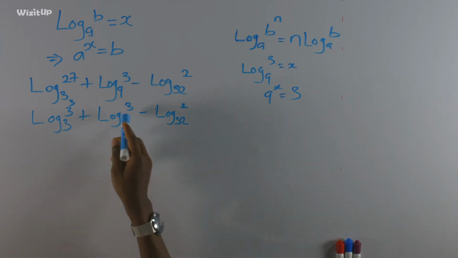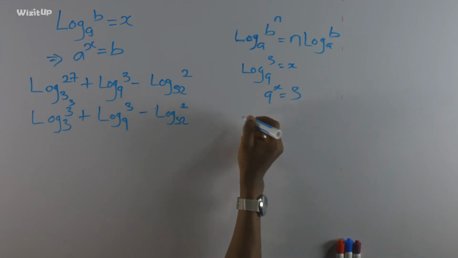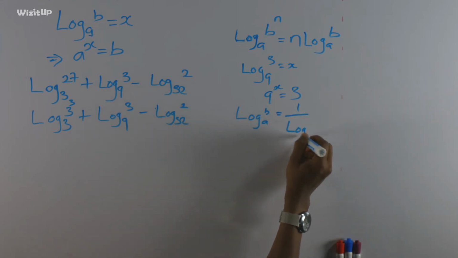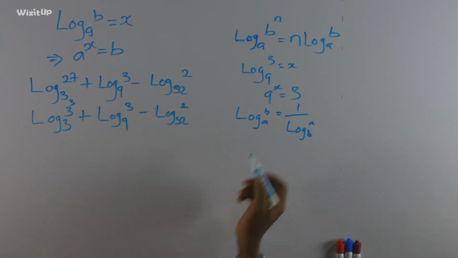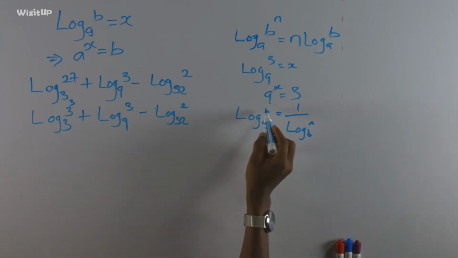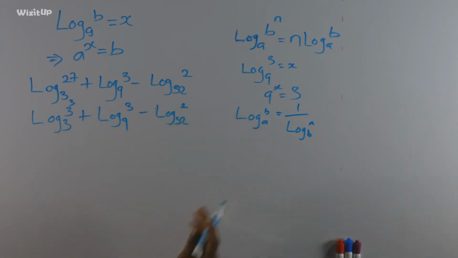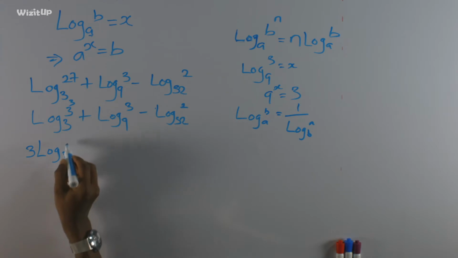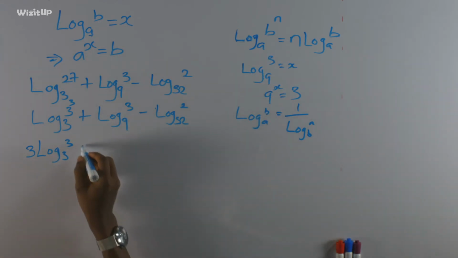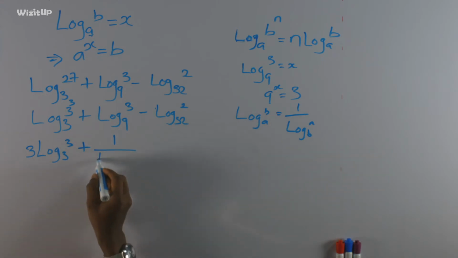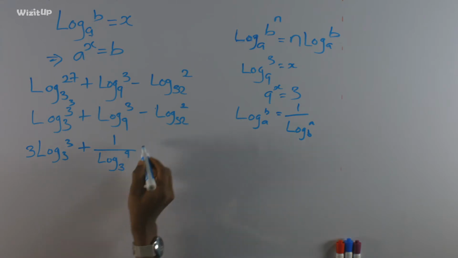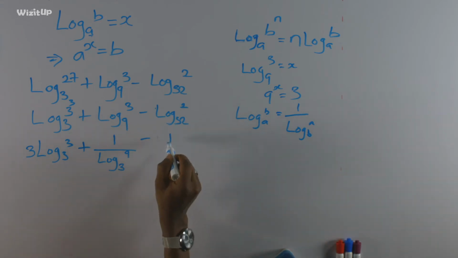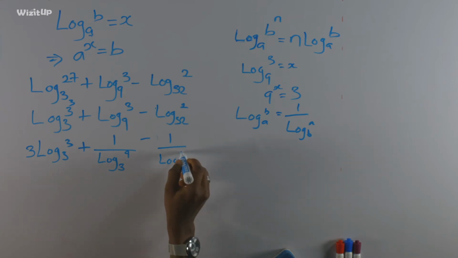So what we'll do here is we'll take the reciprocal of this, and the reciprocal law of logarithm is this: log base A of B is equal to 1 all over log base B of A. Just an interchange of position. The base number here becomes the number, and the number here becomes the base. So now, applying this in the given question, this becomes 3 log 3 according to the rule there, plus 1 all over log 9, minus the reciprocal of these two, log 32.